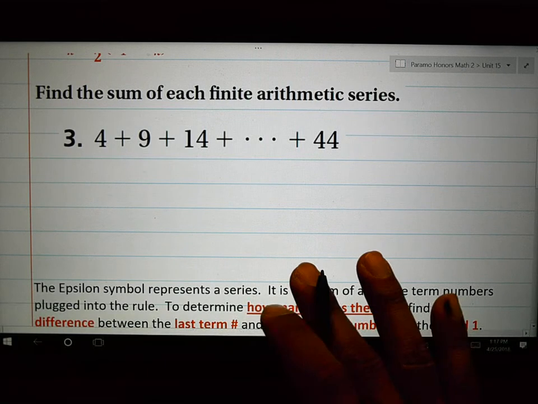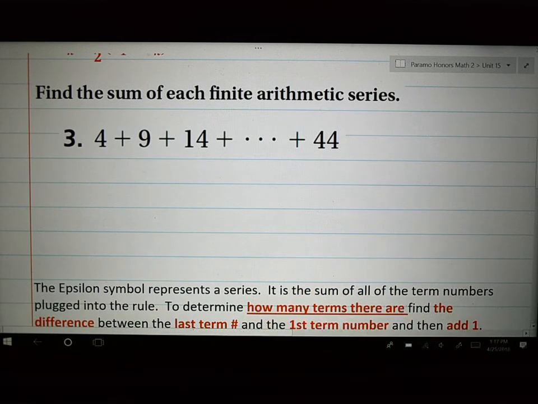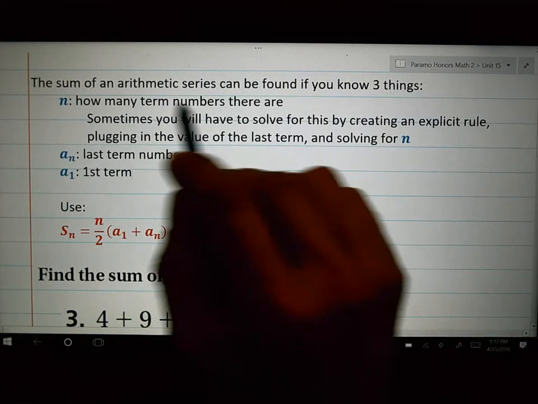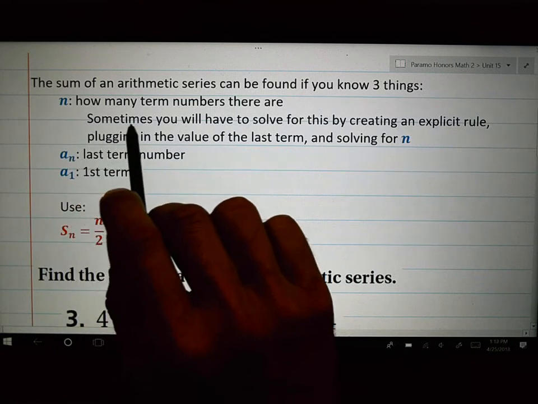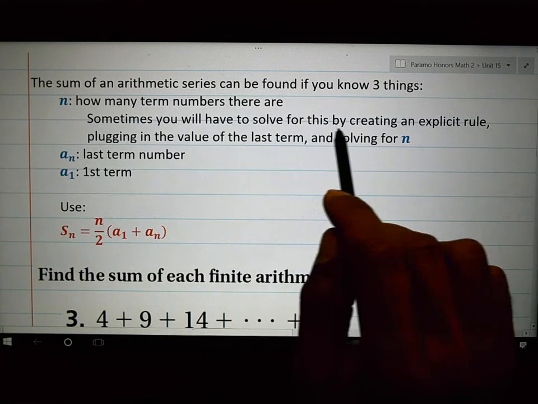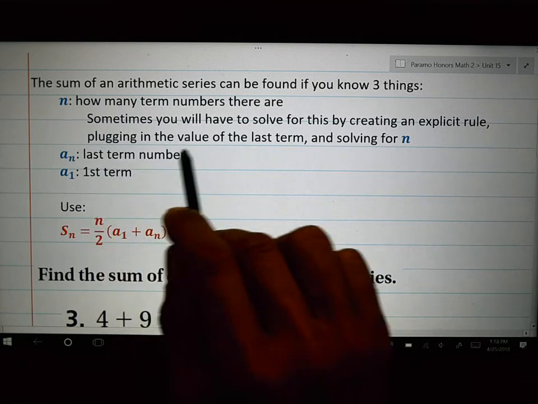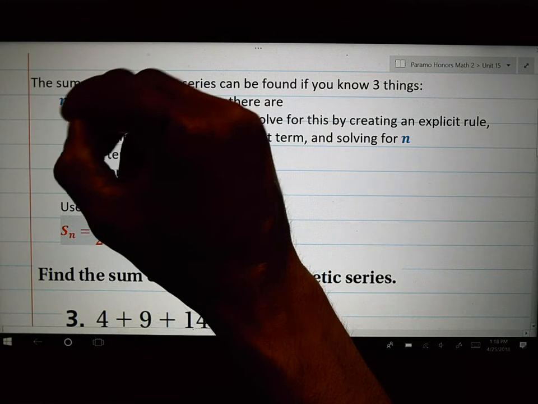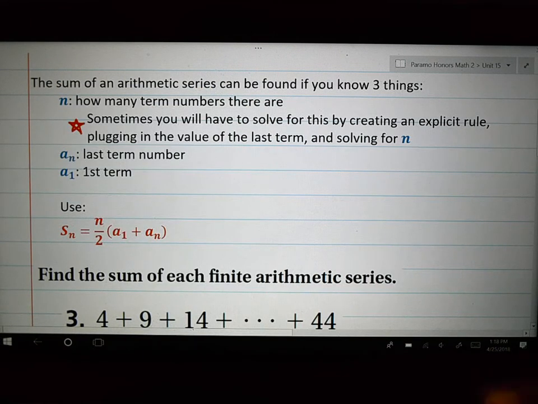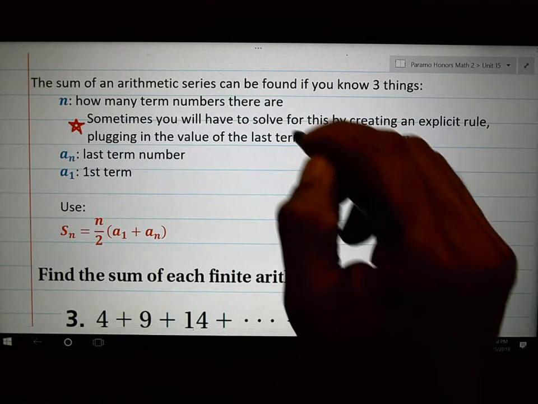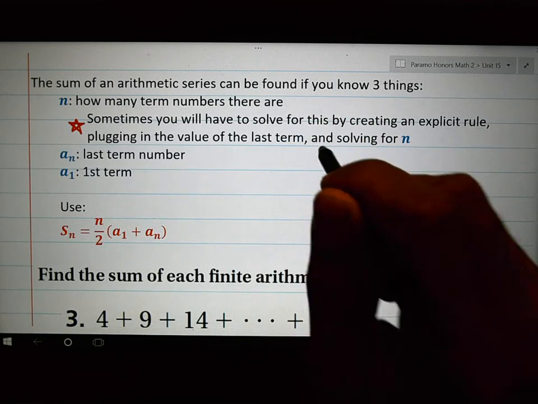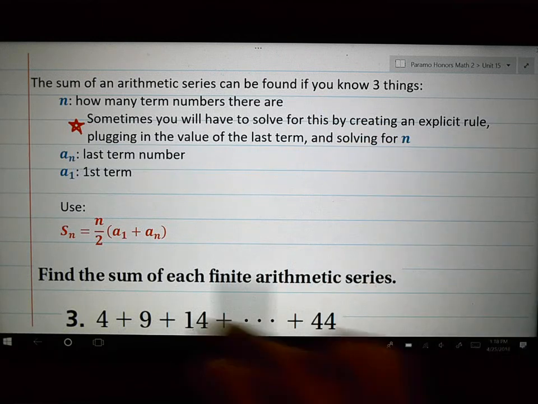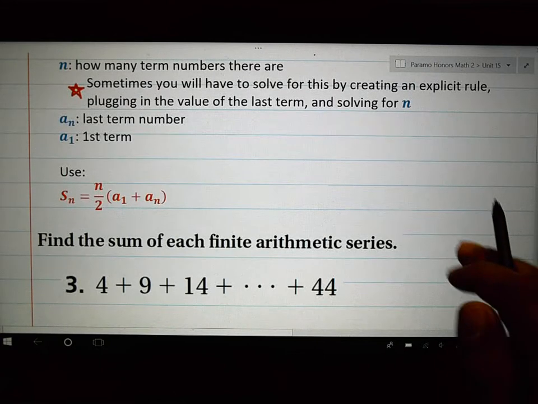So now, I want to do example number 3, and then we'll pause for the next part of the notes. I'll show you why this particular formula works in just a second. But one thing I do need to point out to you, underneath n, it says this. Sometimes you will have to solve for this by creating an explicit rule, plugging in the value of the last term and solving for n. And I'm going to put a little star next to this. This is the problem inside the problem. You're going to have to do this. It doesn't come easy, unless you do this step first for some of the harder questions, like number 3. We're going to do that for number 3.